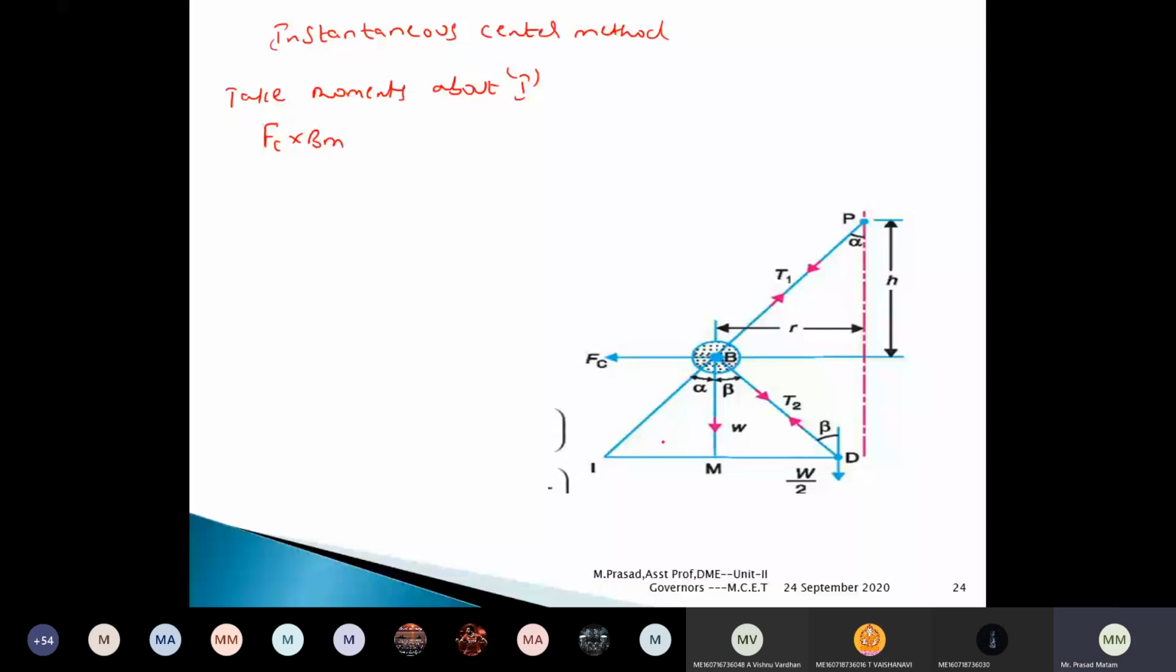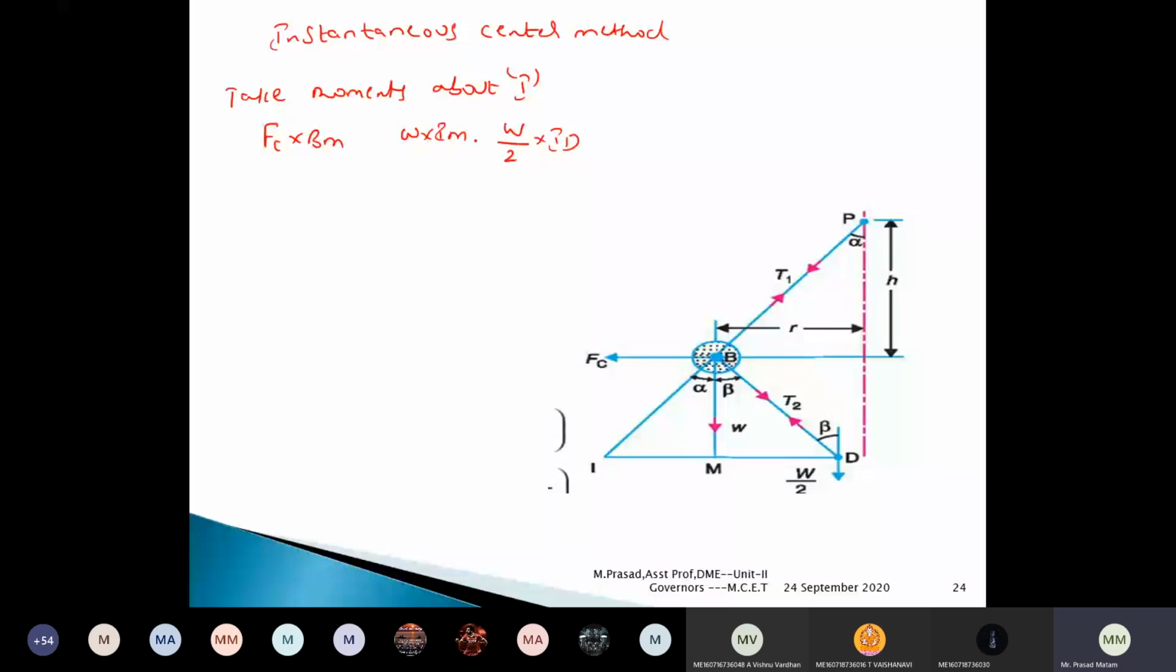Weight of the ball multiplied with distance IM. And one more is W by 2, half of the central load, multiplied by the distance ID. I'm writing it as capital W into ID. This is small w and this is capital W. Okay, you can see the difference between small and capital.